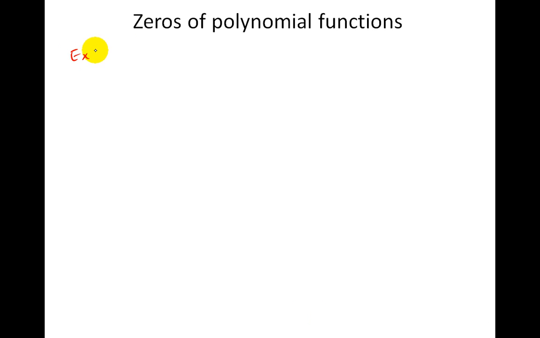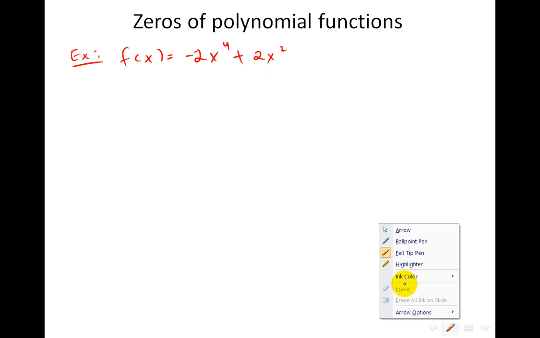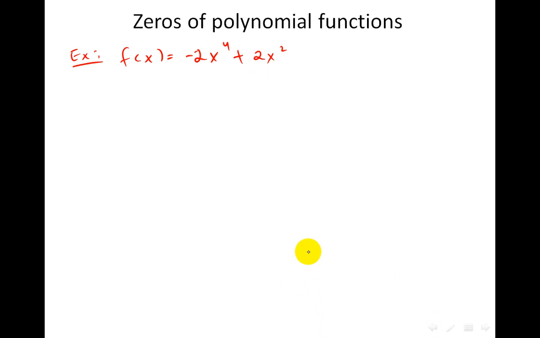So let's have an example. f of x equals minus 2x to the power of 4 plus 2x squared. In this type of function you can easily find the common factor. So you can take out the common factor, which is negative 2x squared. What will be left inside is x squared minus 1. Now to find the zero of this polynomial, make it equal to 0.